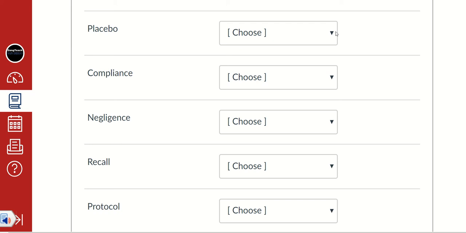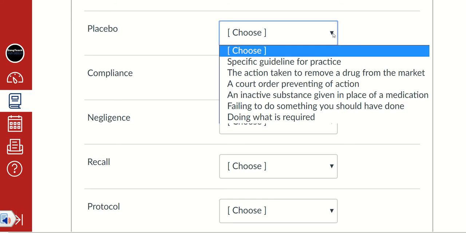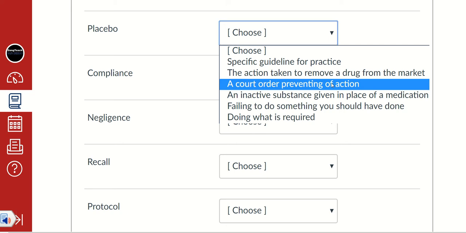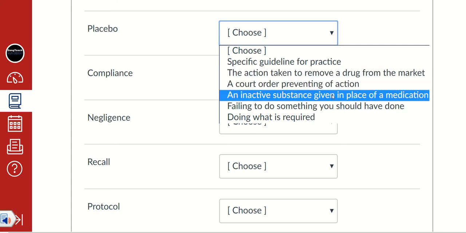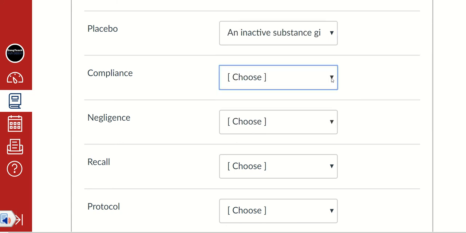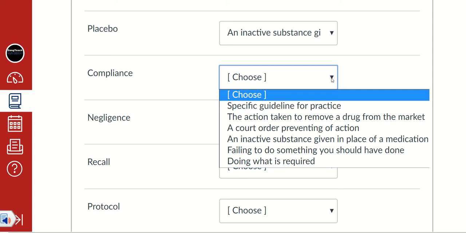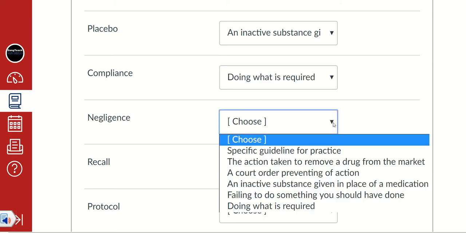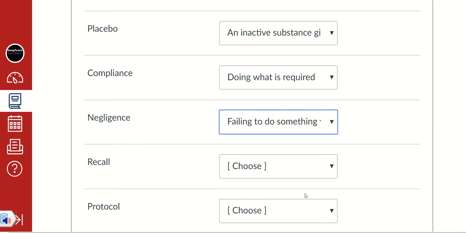No worries, right? Placebo. What's a placebo? An inactive substance. Very good. Compliance. What is compliance? Doing what is required. What if you did negligence? That's what you didn't do. Yep, that's the opposite. Failing to do something.